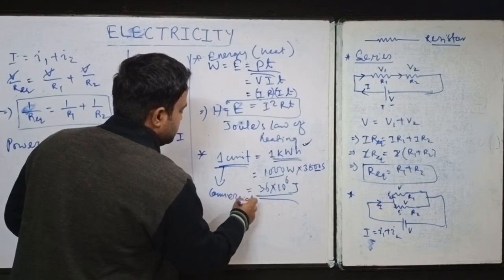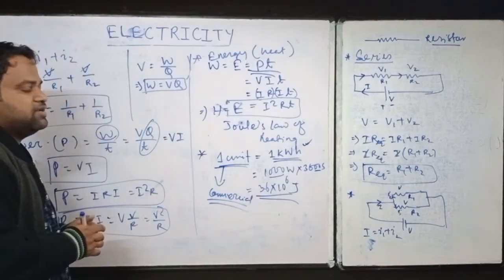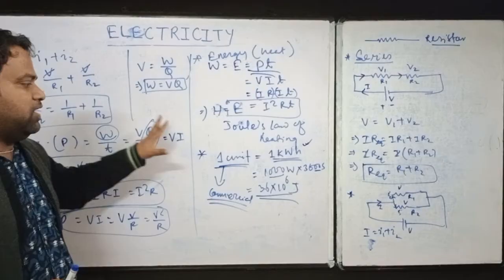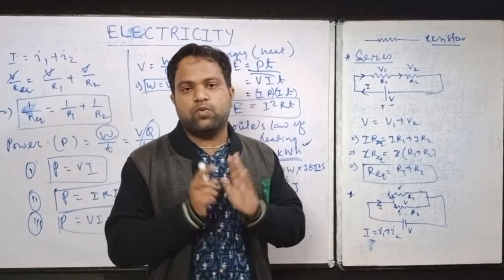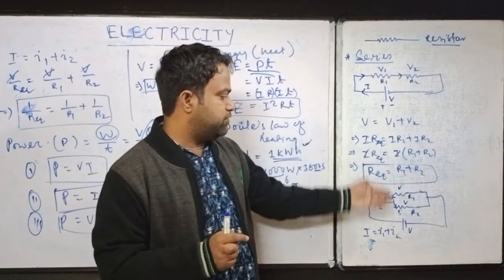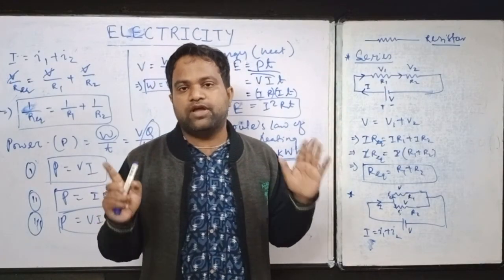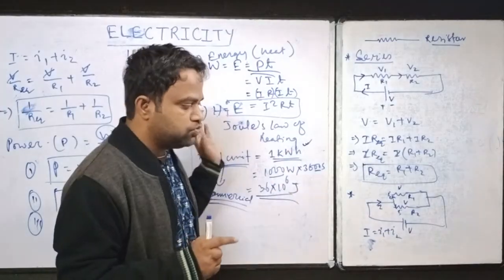This is the commercial unit. All these things are there in your chapter number 1, and I have discussed all these formulas in one video, briefly, one formula at a time, so that you will not get confused with all these things.